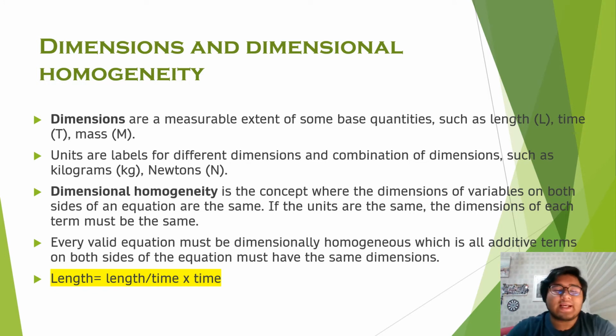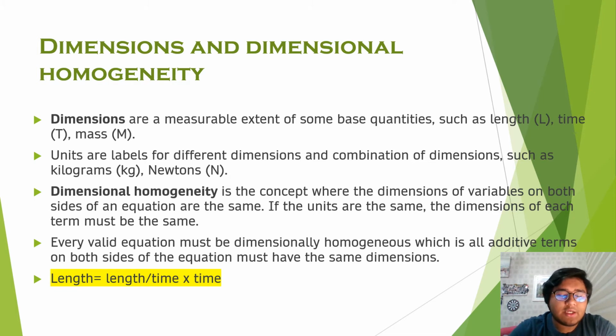Okay. So next, dimensional homogeneity. Dimensional homogeneity is the concept where the dimensions of variables on both sides of an equation are the same. If the units are the same, the dimensions of each term must be the same. So every valid equation must be dimensionally homogeneous, which means all additive terms on both sides of the equation must have the same dimensions. That is what we call dimensional homogeneity, when the units of both sides of an equation are the same.